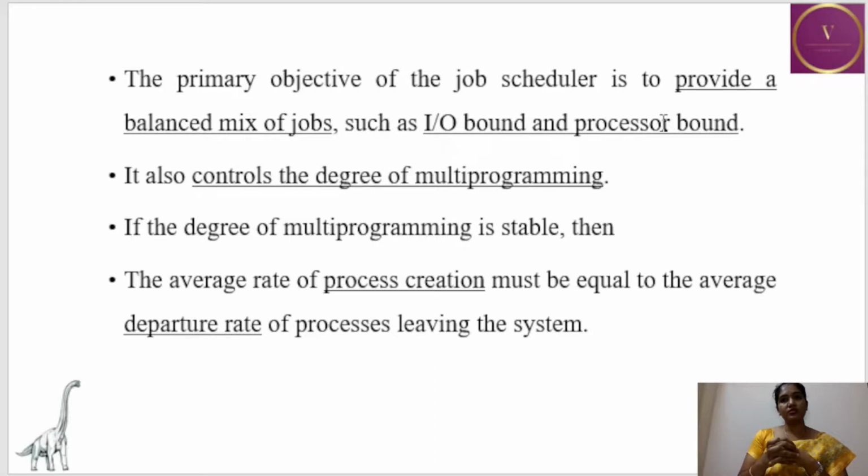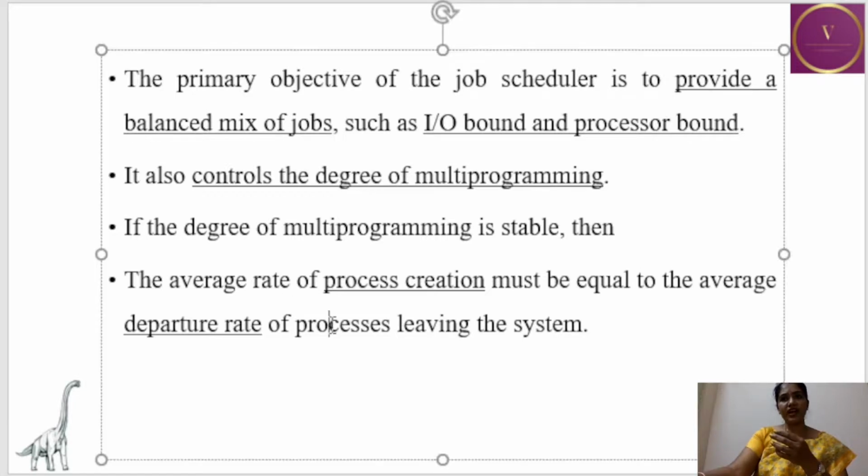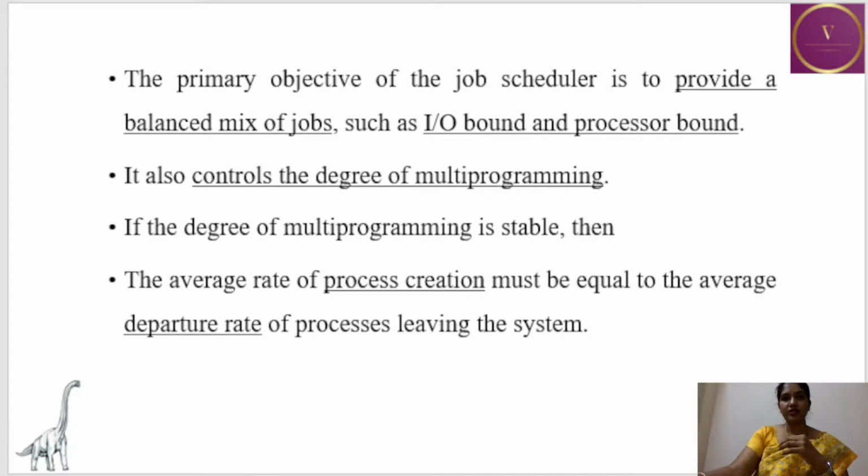It also controls the degree of multiprogramming. If the degree of multiprogramming is stable, then the average rate of process creation must be equal to the average departure rate of processes leaving the system. So new processes coming in and old processes going out must be equal. That work is maintained by this long-term scheduler.